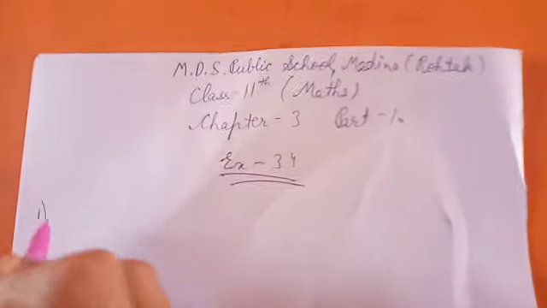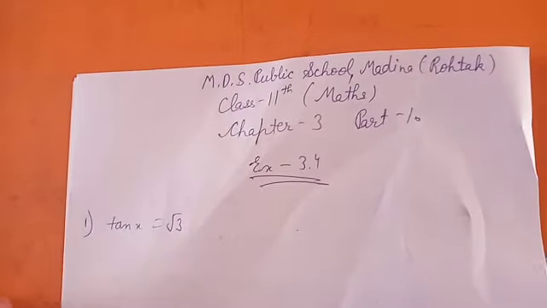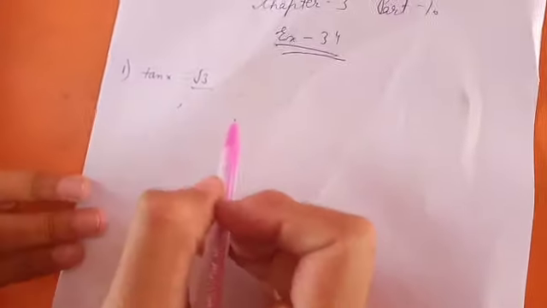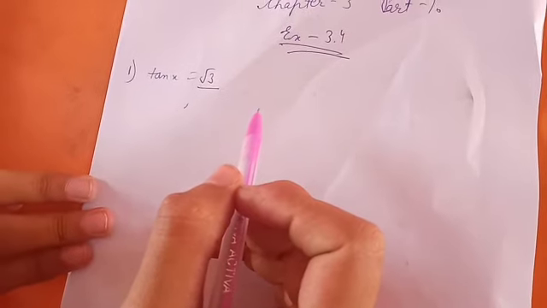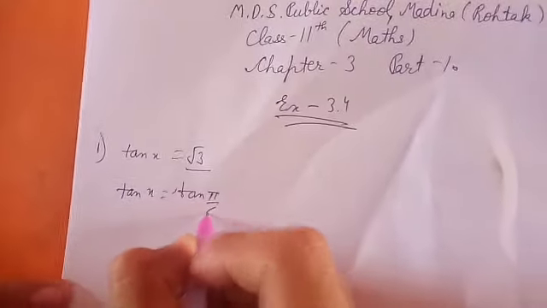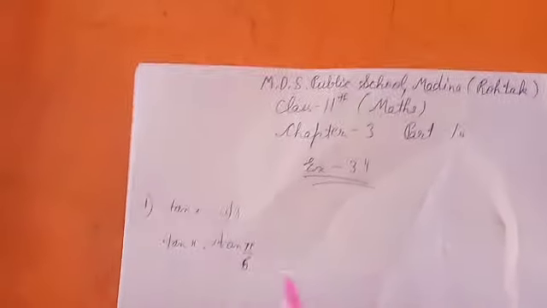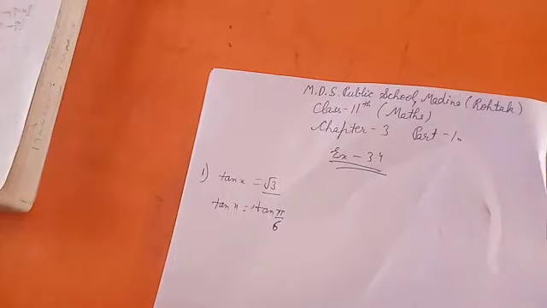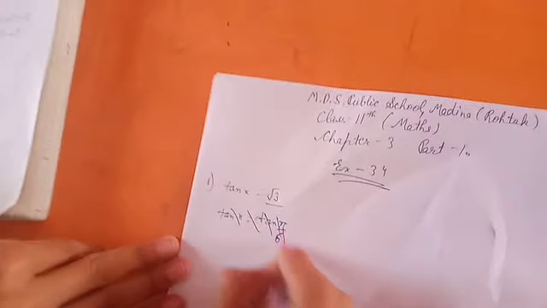And our first question is tangent x is equal to root 3. Okay. So at what angle is tangent equal to root 3? That is equal to pi by 3. So I can put, first of all, tangent x is equal to tangent pi by 6. Or first you can find principal solutions.